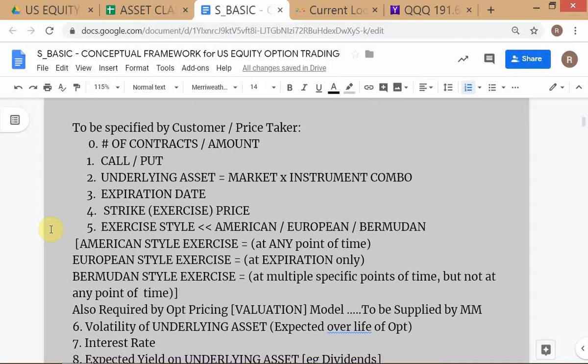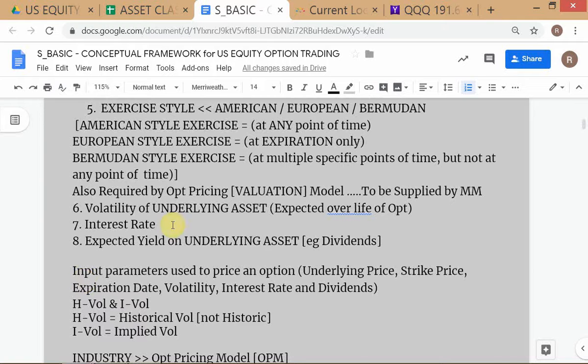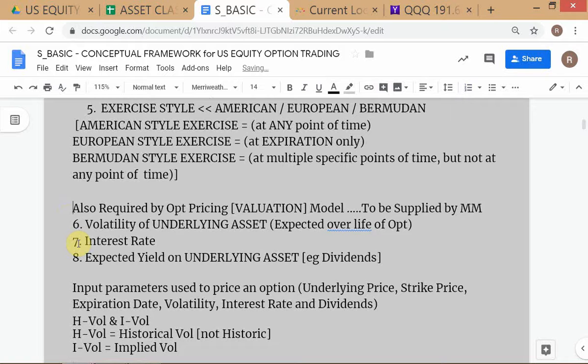So that becomes a Bermudan, which is like a cross between the American and European. You need to put in all this stuff. These are the elements that you have to specify: the exercise style, American, European, or Bermudan. The market maker will put in the other stuff, like the price of the underlying, which the market maker will figure out for himself.